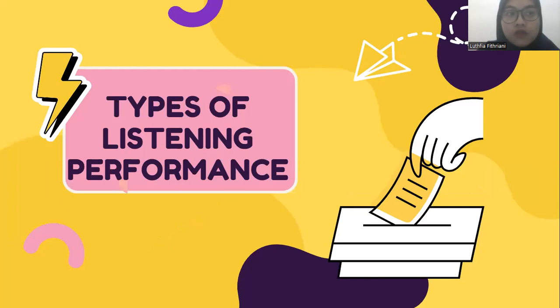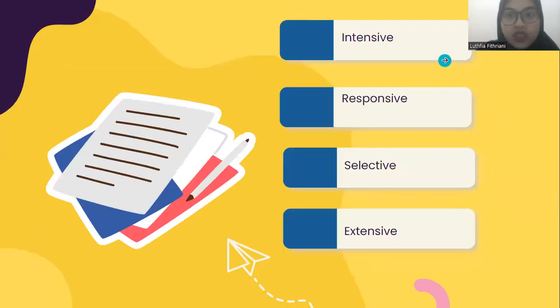Now we will move to the next topic, types of listening performance. From those stages that I have explained before, we can clarify the types of listening performance, which include intensive, responsive, selective, and extensive. Do you know what the difference is? Let's discuss one by one.